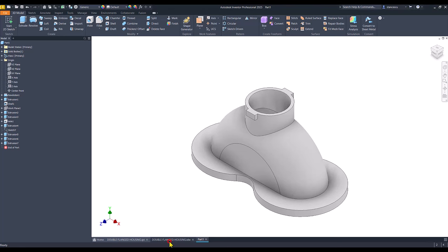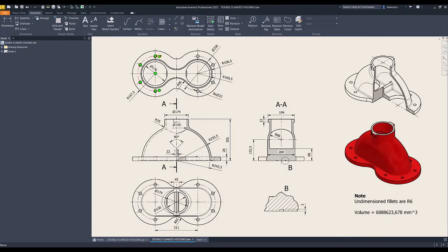Now the holes. You see 4 holes on the left, 4 holes on the right. The diameter is 256. Let's start. The diameter of the holes is 22. 8 holes of 22.